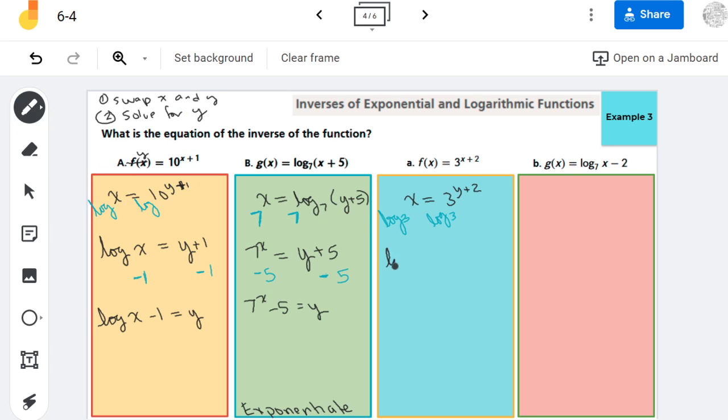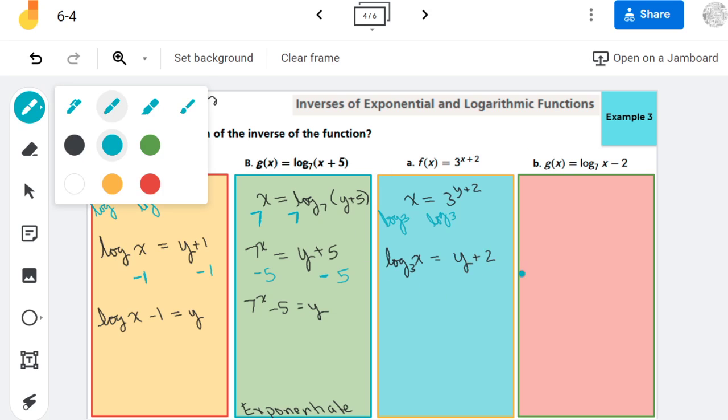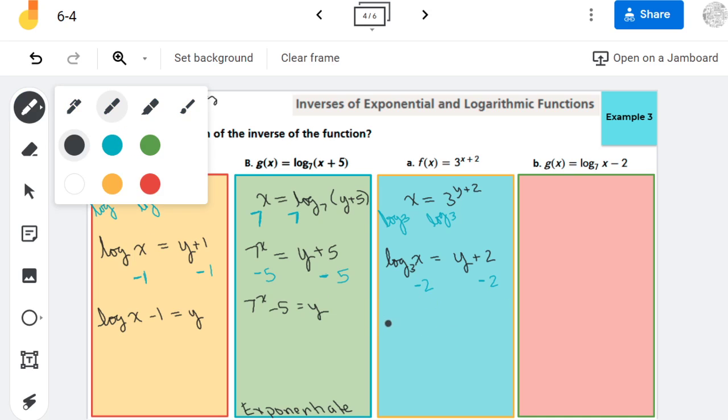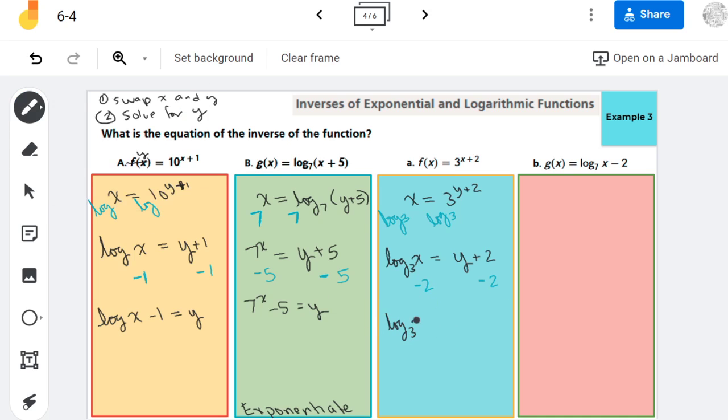So on the left-hand side, I have the log base 3 of x, and on the right-hand side, I have y plus 2. So then I need to isolate y, so I'm going to subtract 2 from each side. And this turns into log base 3 of x minus 2 is equal to y.